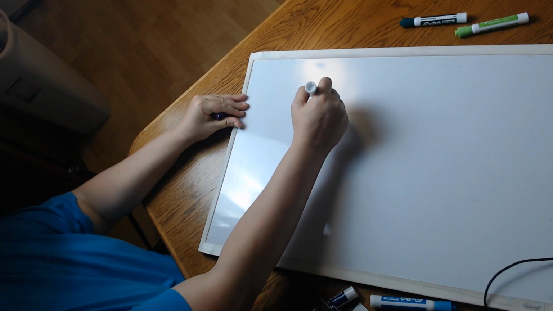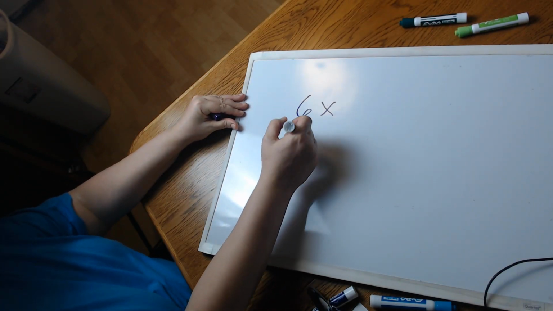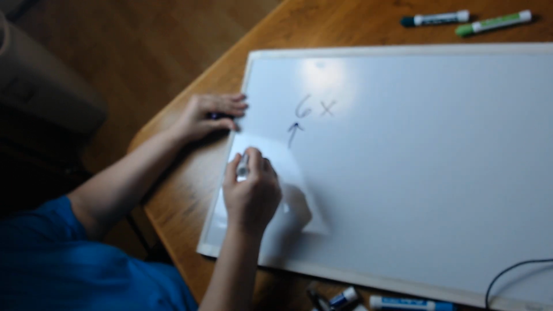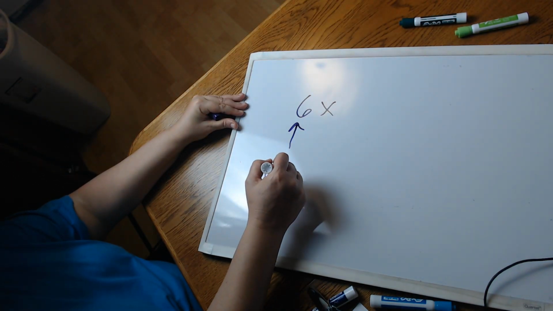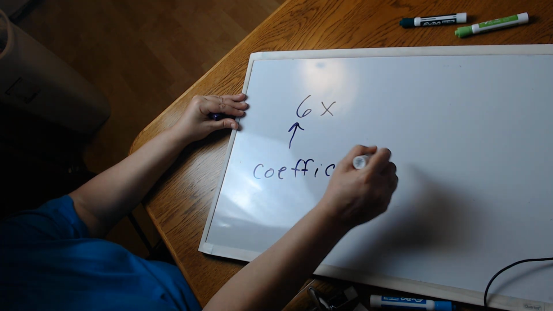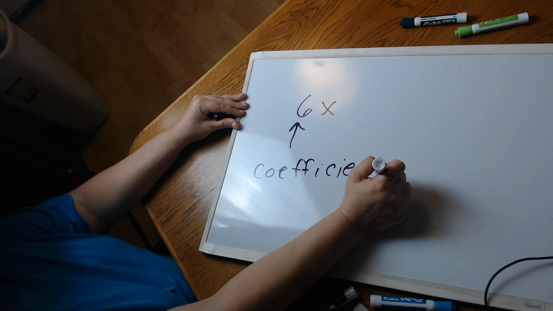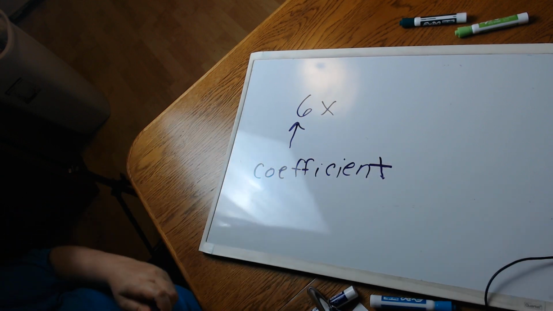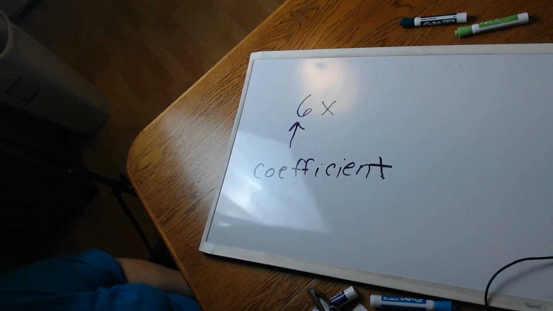Okay, now we're going to talk about combining like terms. And there's some things that we need to know first. This number right here is called a coefficient. C-O-E-F-F-I-C-I-E-N-T. Coefficient. Okay? A coefficient is a number used to multiply a variable in an algebraic expression.